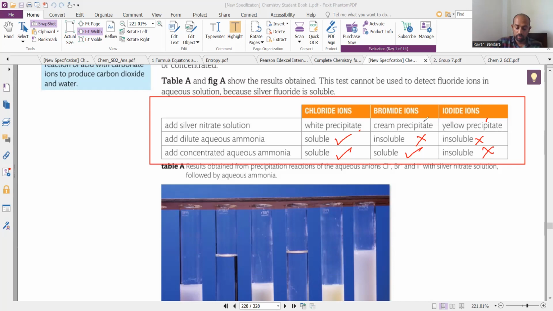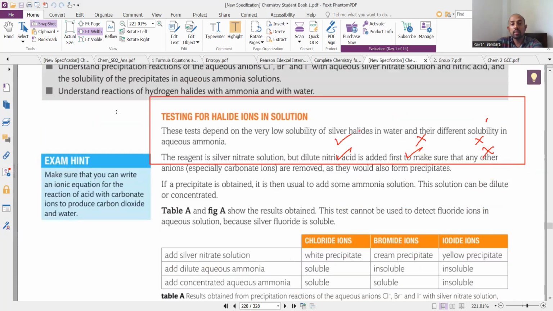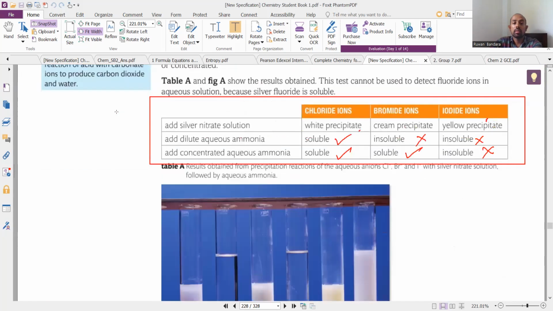So in this, what's the main topic? Reactions of halides, and there the subtopic is testing for halide ions.